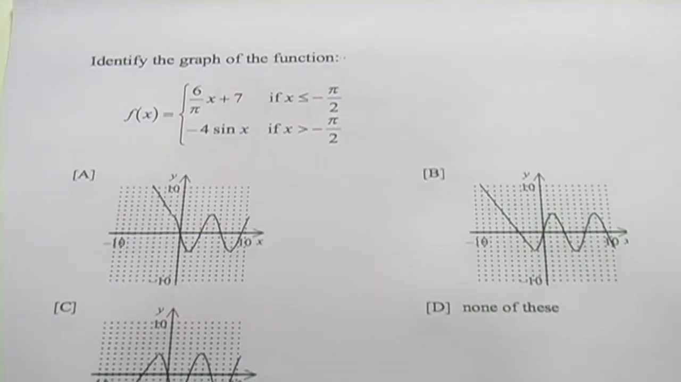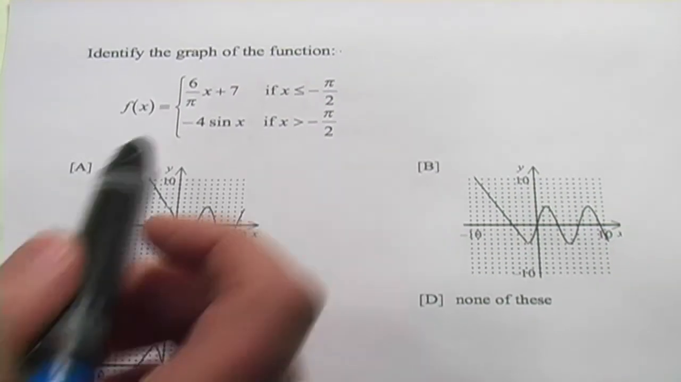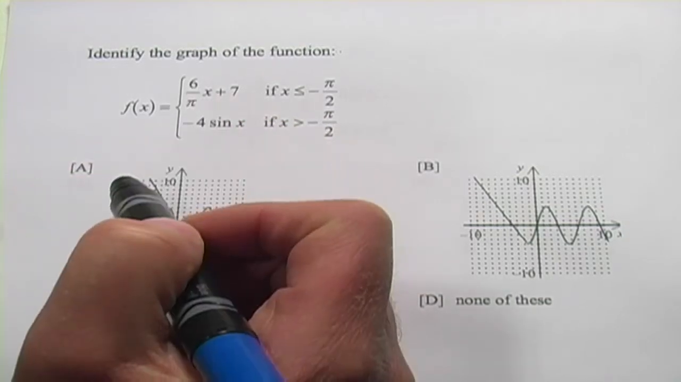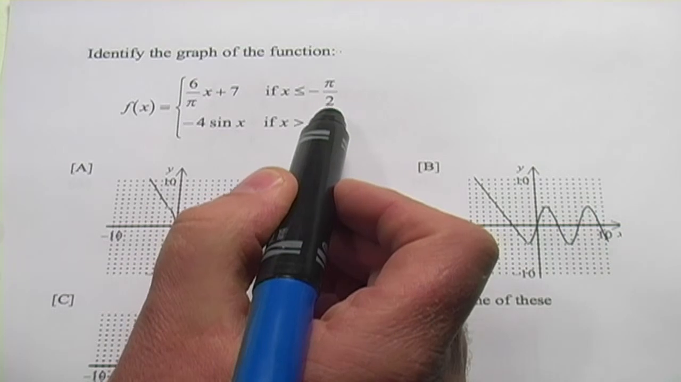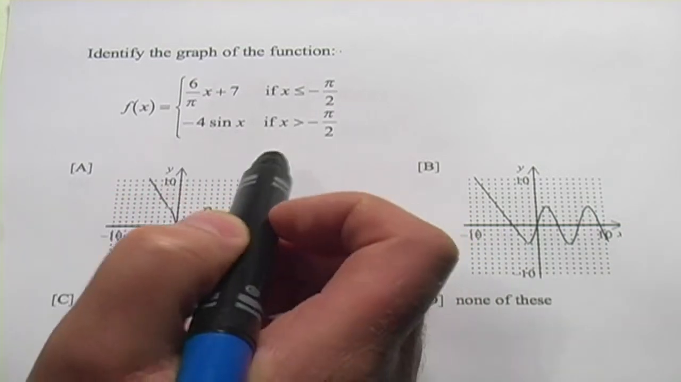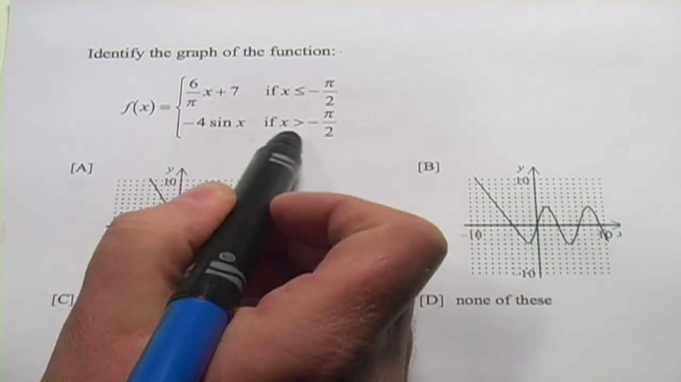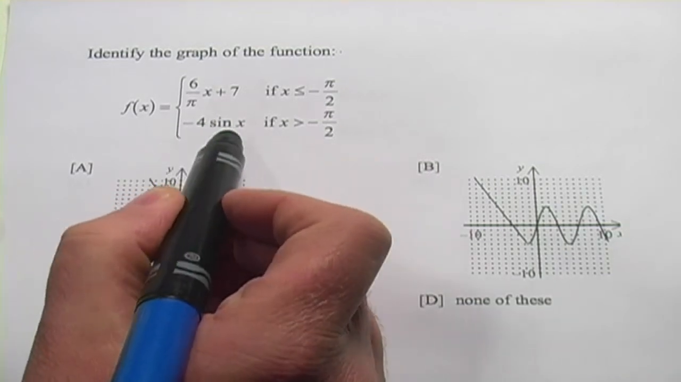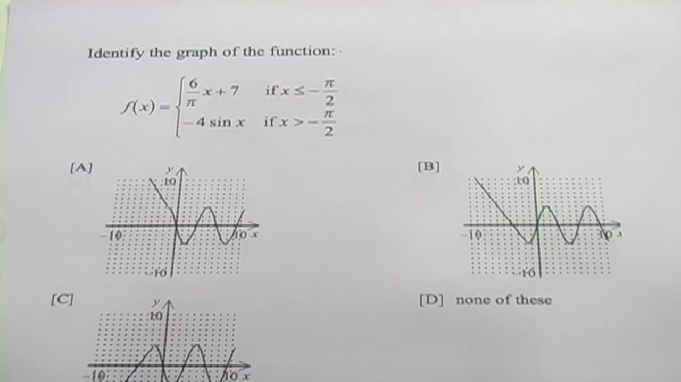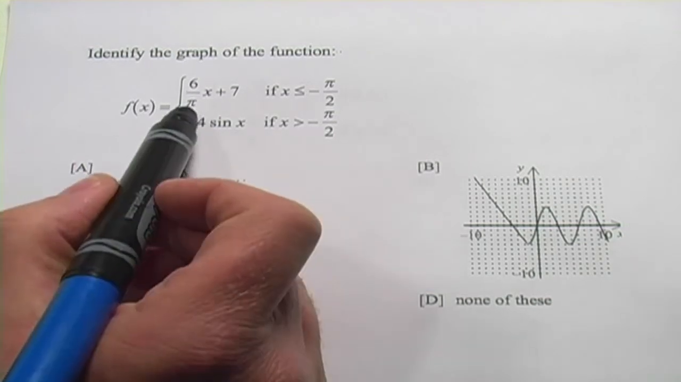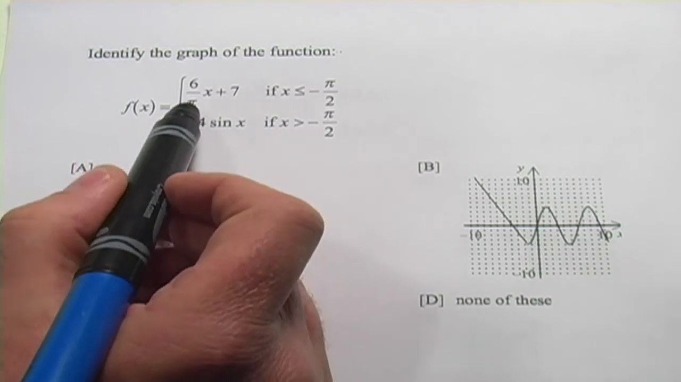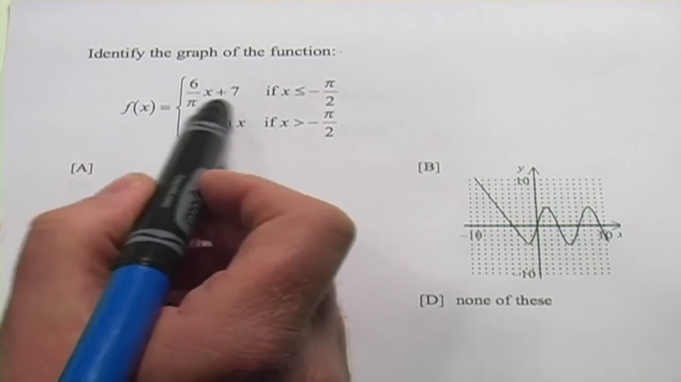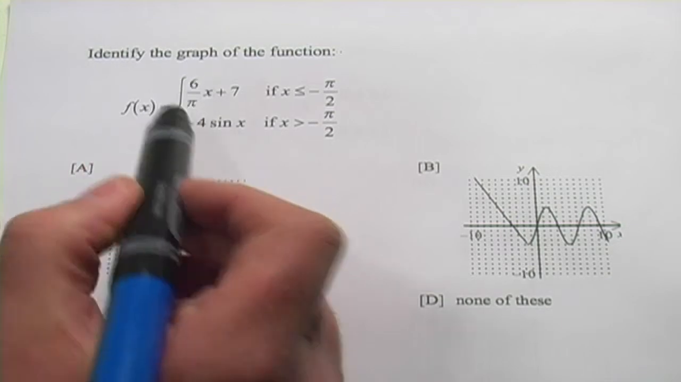Now this might take a little review from some trig here. We've got this piecewise function where the top one is 6 over pi times x plus 7, and that's where x is less than negative pi over 2. And then after that, where x is greater than negative pi over 2, we have negative 4 sine x. So what's going on here? Well, don't get confused by this pi in the denominator. You can just think of that as 3.14. So that's a number. So we really have just a linear equation here with a positive slope.